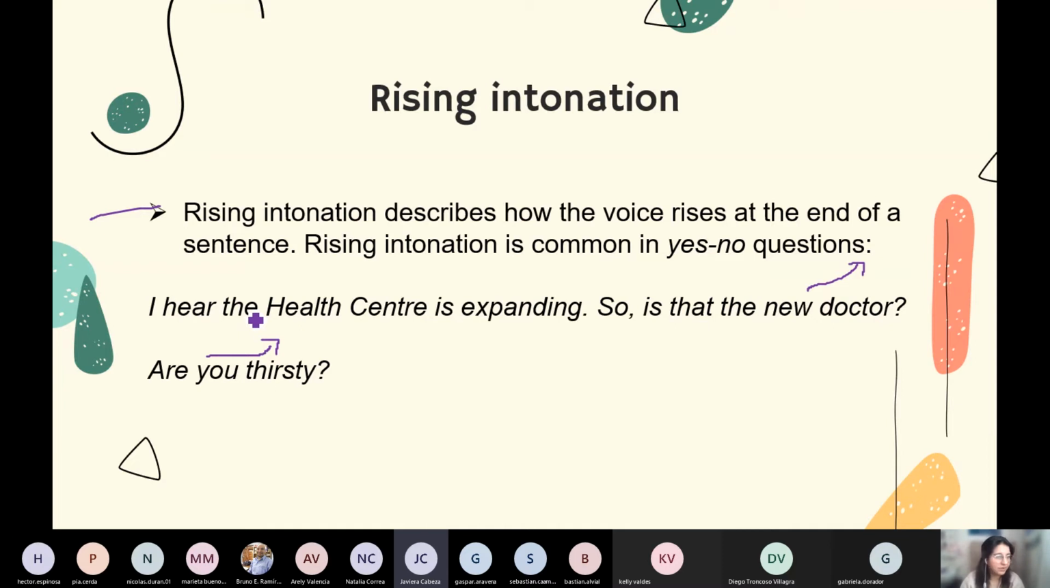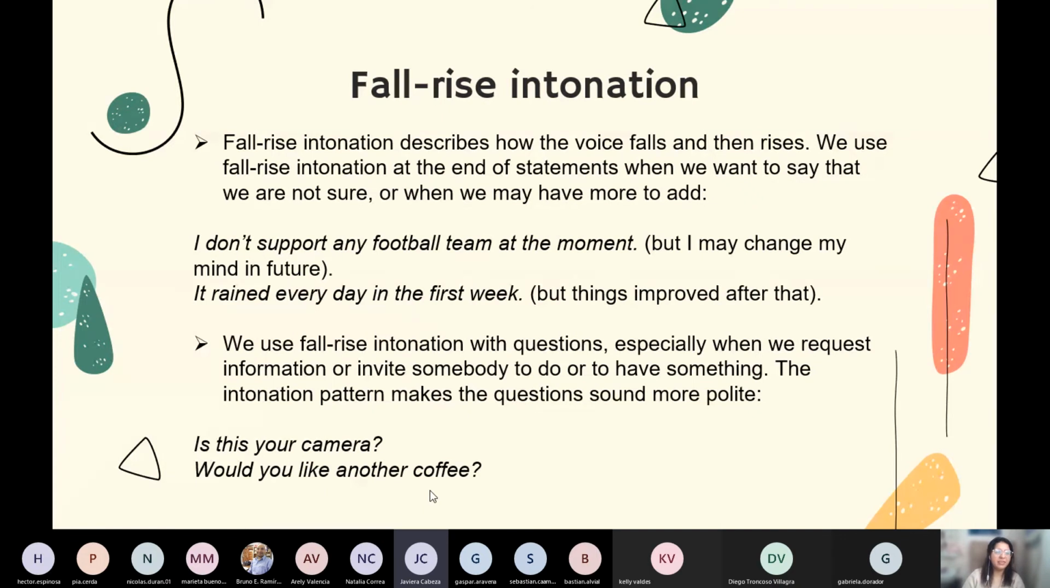I don't know if you all know this word thirsty, by the way, it's sediento. So for instance, right now, I didn't drink my cup of tea during the break, so I'm kind of thirsty because I've been speaking a lot. So in that case, are you thirsty? Yes, I am. Now, in the following one, we have the full rise intonation.